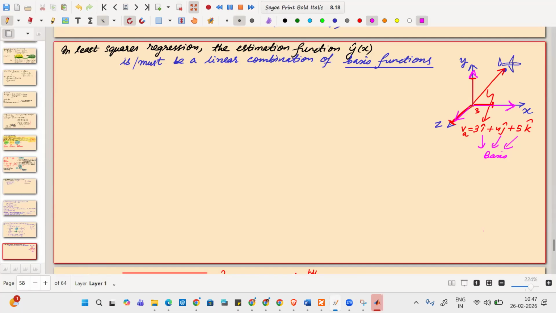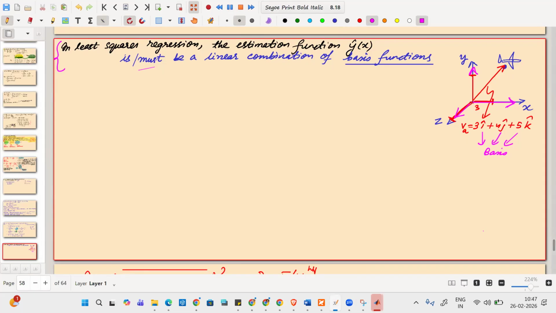Linear combination of basis functions. This much you should have in mind, that in least square regression, the estimation function y cap of x must be a linear combination of basis functions. Okay, what do I mean by that? You need to have y cap of x equal to, maybe I can write for the first time in an easier way, alpha 1 f1 of x plus alpha 2 f2 of x, alpha 3 f3 of x, and so on, till alpha n fn of x.